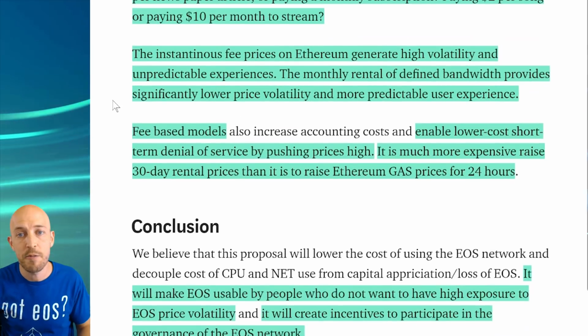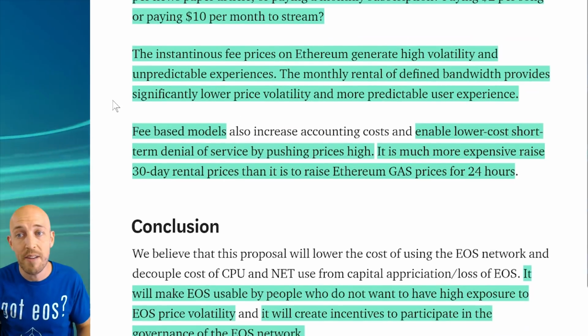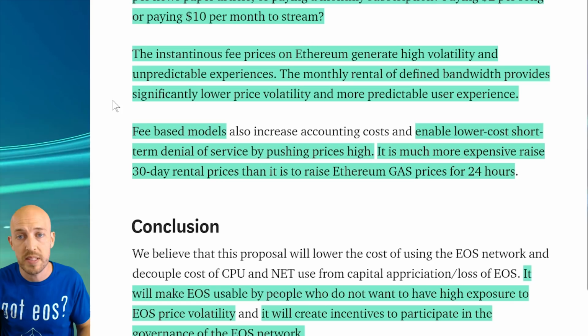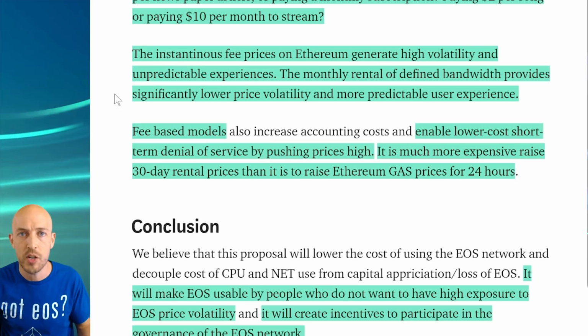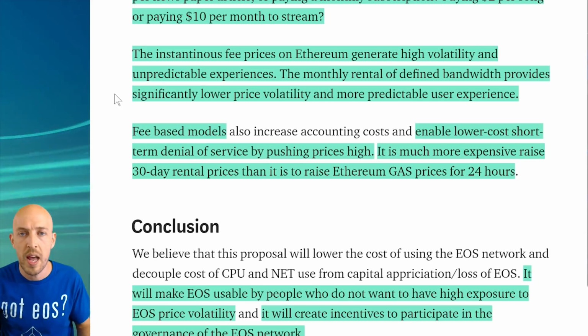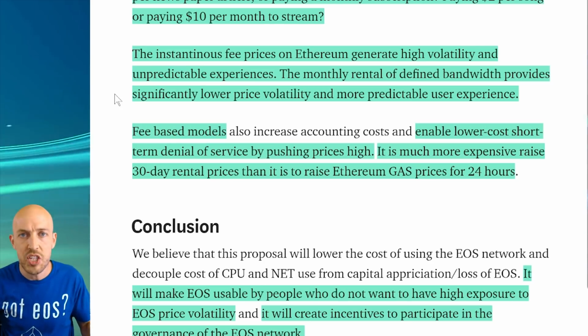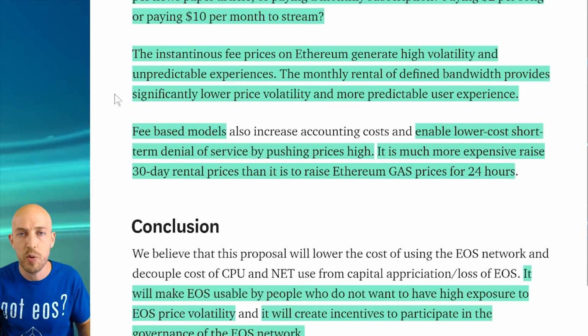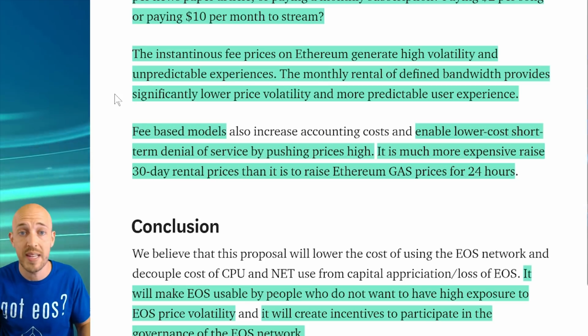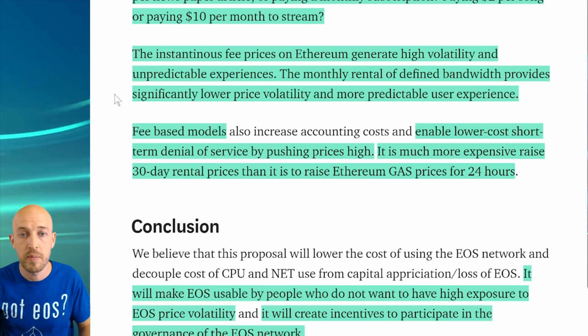The instantaneous fee prices on Ethereum generate high volatility and unpredictable experiences. The monthly rental of defined bandwidth provides significantly lower price volatility and more predictable user experience. And that's so true. I never thought of it this way, but basically every time you're doing a transaction on Ethereum or Bitcoin, you have to figure out the fee each time. And wouldn't it be nice if just for a simple low flat rate, you just can make as many transactions as you want and you don't have to worry about the cost of any single transaction? That's a lot more user-friendly.